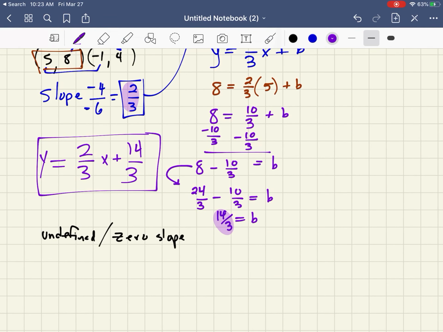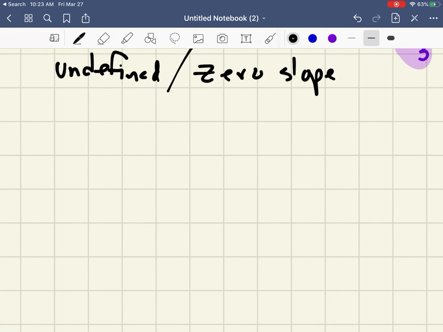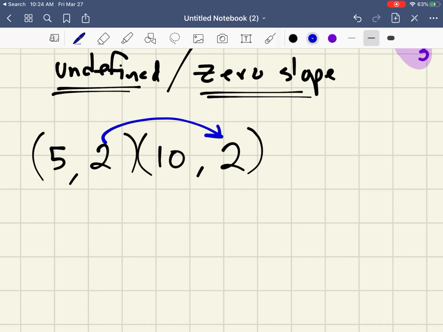Now, there are a couple situations that somehow, some way, people get hung up on, and that's if you end up with an undefined or zero slope. So those situations are going to look like this. You're going to have, let's say, 5, 2, and 10, 2. So if you do the slope here, your rise is 0, and your run is 5. So you get a slope of 0.